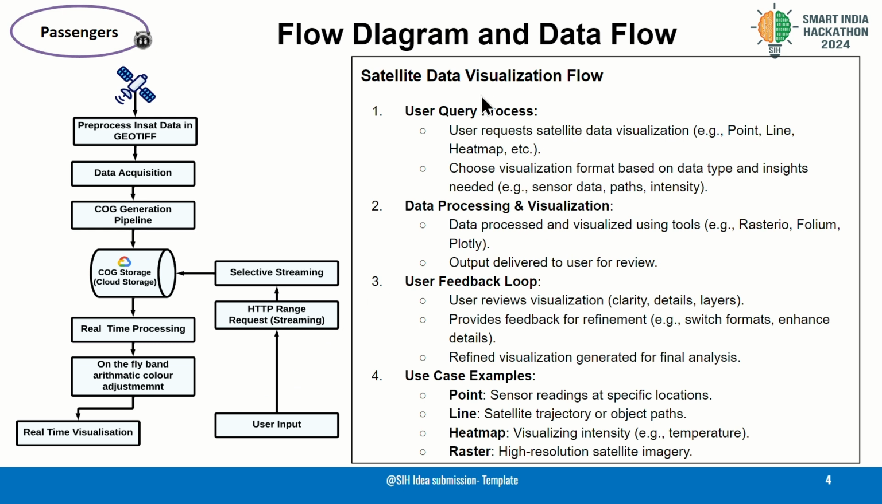Now let's look at the data visualization. As mentioned in the flow diagram, users request satellite data visualization and choose the visualization format. The data can be discretized data, or a path, or heat map, or intensity. After that, we will process the data and visualize it using tools like Rasterio, Folium, Plotly, and the output will be delivered to the user. Based on the user's feedback, maybe the user wants to zoom in or navigate somewhere, the data will be further updated. That's what we have mentioned in the user feedback loop. And in the use case example, we have mentioned that we'll be using point, line, and heat map rasters. Let's go to the next slide.